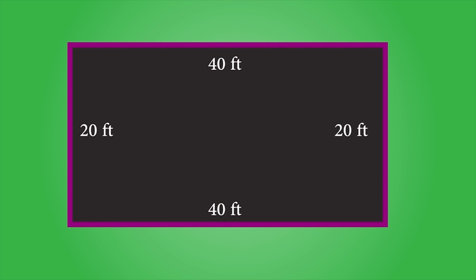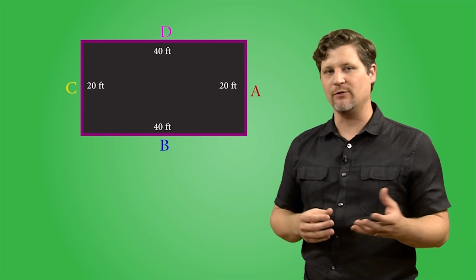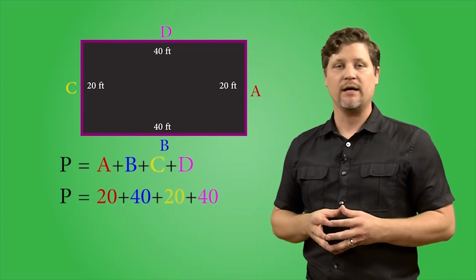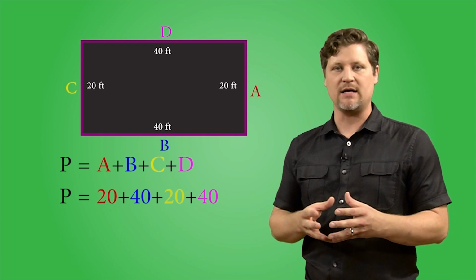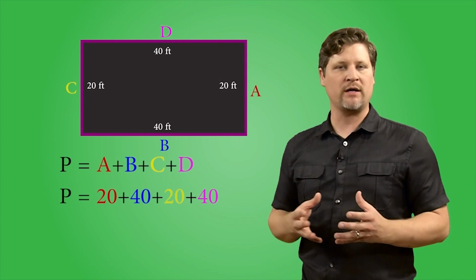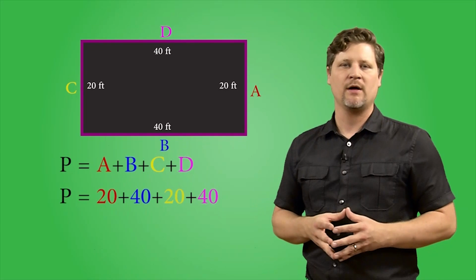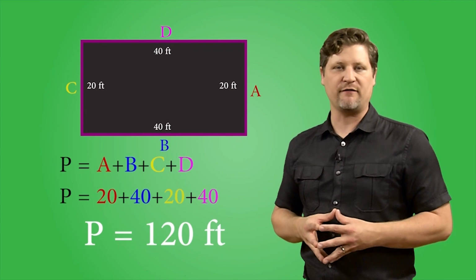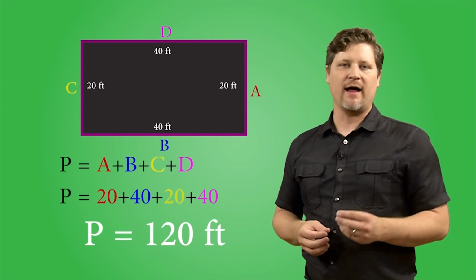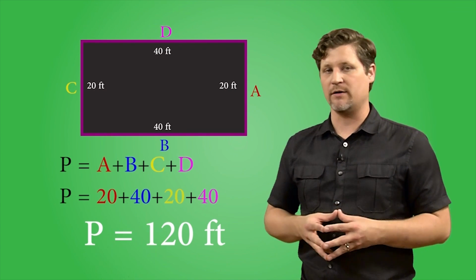All right? So let's call this side A, side B, side C, and side D. In order to figure out what the perimeter is, we're going to need to add all of the sides together. We get the sum of all the sides. So our perimeter equation would look like this. Perimeter equals A plus B plus C plus D. Or in this case, 20 plus 40 plus 20 plus 40, which will give us 120 feet. So every time you walk around the house, you're walking a little bit more than 120 feet.